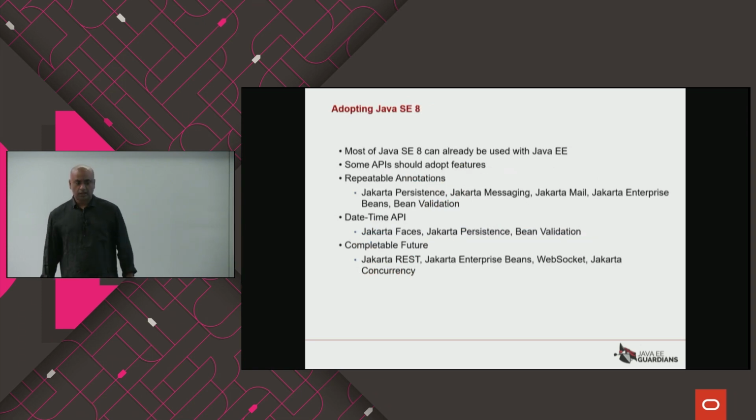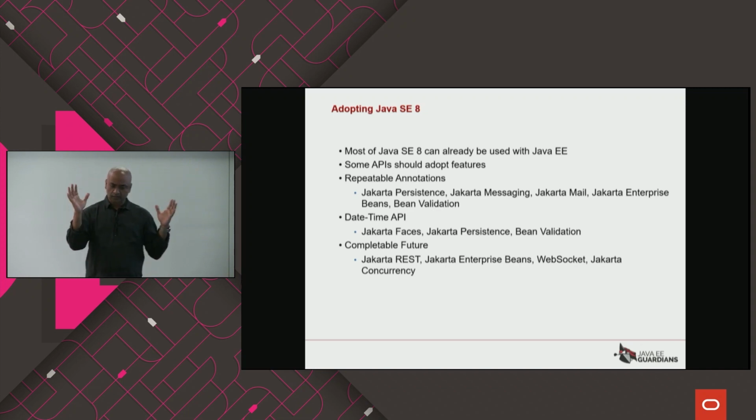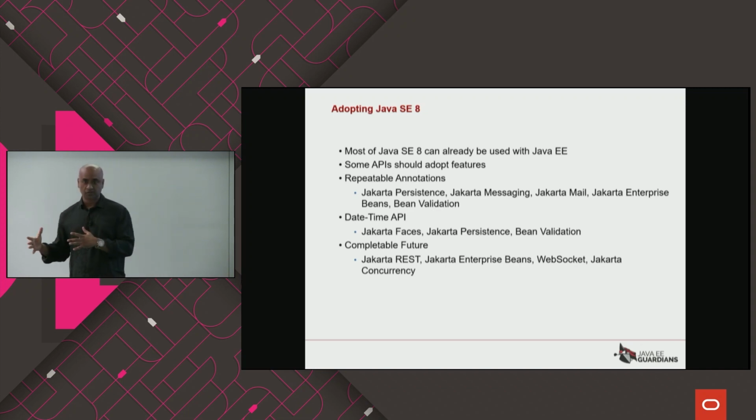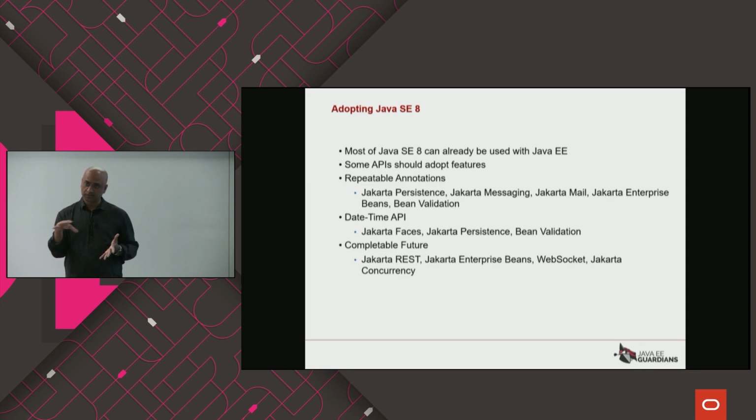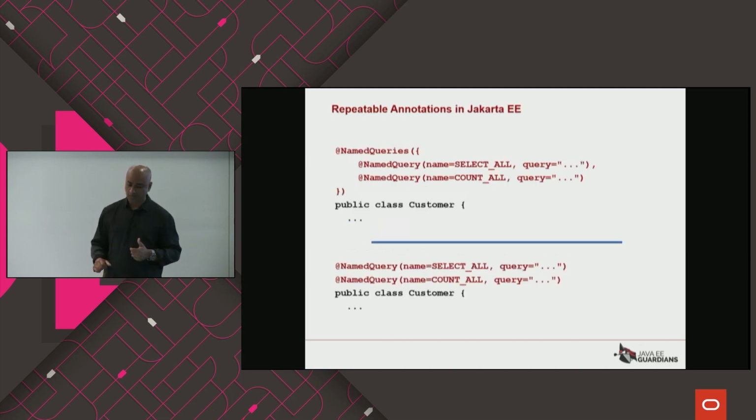So Java SE 8 was designed in a way that's relatively forward compatible. What that means is a lot of the features in Java SE 8, things like lambdas, for example, are mostly just usable as is in Java EE applications or Java EE 7 applications. However, there are definitely some cases where Java EE needed to adopt innovations from Java SE 8. Some examples would be repeatable annotations, or the date-time API, or completable futures. And I've listed out some use cases where this would be useful. I'll show you examples of what those are.